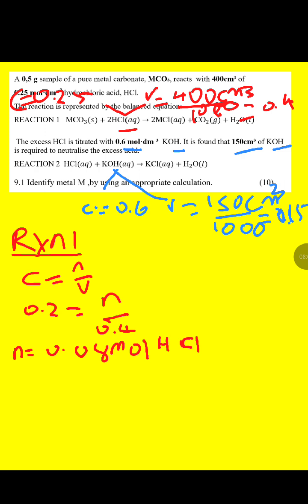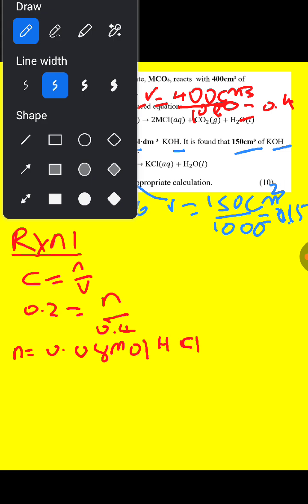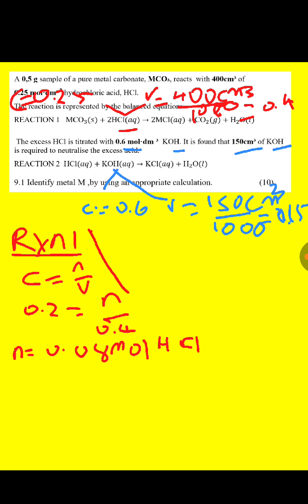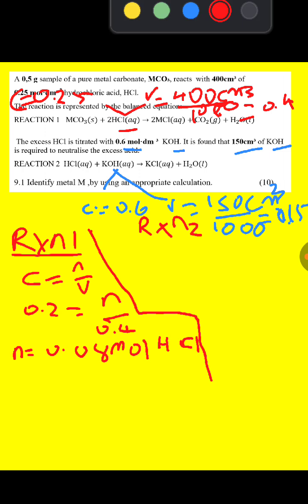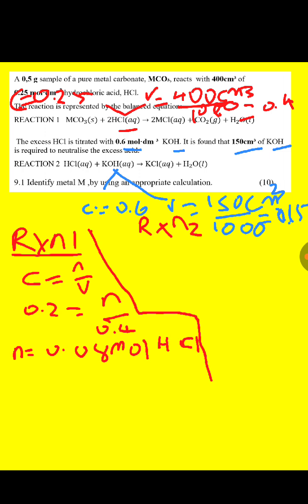Then now I go on to reaction number 2. So let me divide here. For reaction number 2, I'm going to use the number of moles of KOH so that I can get the number of moles of HCl. So I have C is equal to N over V. The concentration is 0.6.